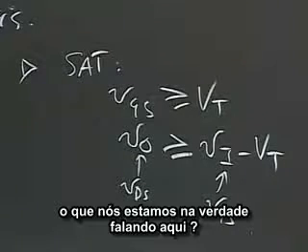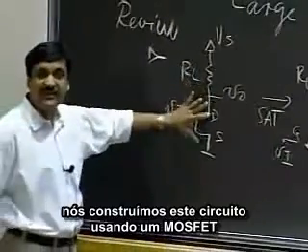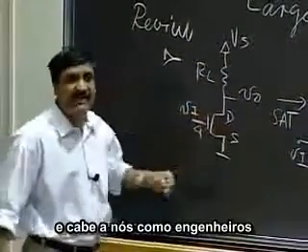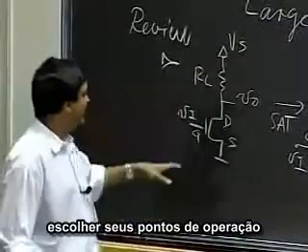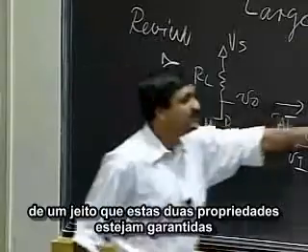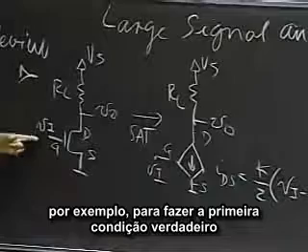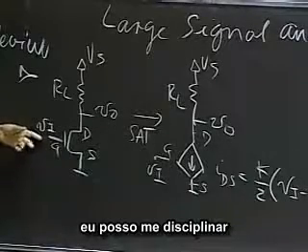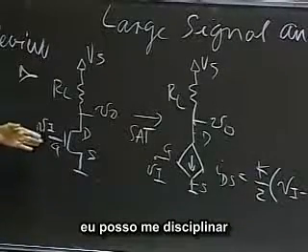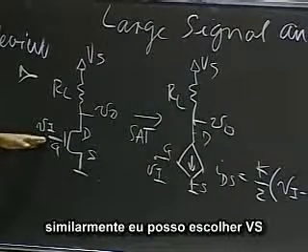So what are we really saying here? We're saying that we built the circuit using a MOSFET, and it's up to us as engineers to choose its operating points in a way that these two properties hold. For example, to make the first condition true, I can discipline myself to operate such that Vi is always greater than Vt.